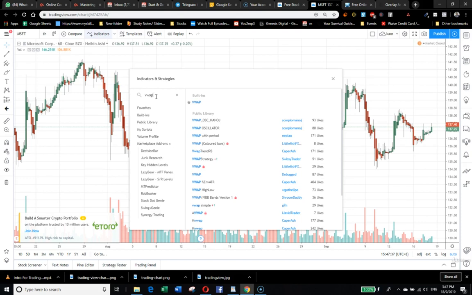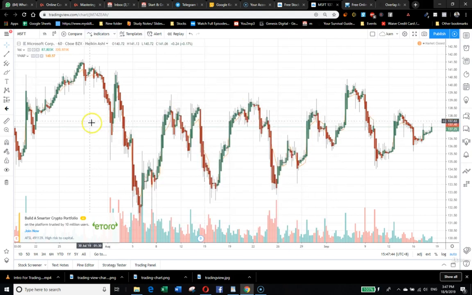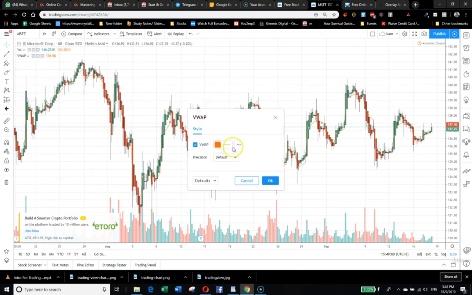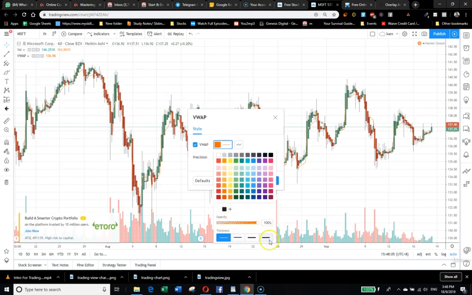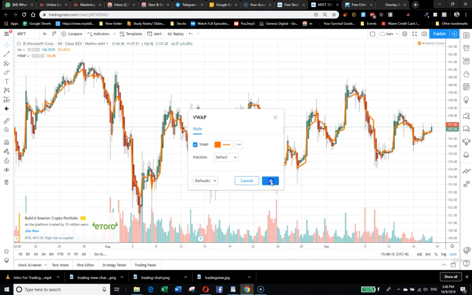So we go to indicators and type in VWAP. That stands for volume weighted average price, and we select it, and then it should be plotted. Do you see this thin orange line that came up here, which is almost invisible? Let's make it visible. We go to settings for VWAP, and we can make the VWAP much bolder. Now you can see the orange line crisp and clear, and I'll say okay.